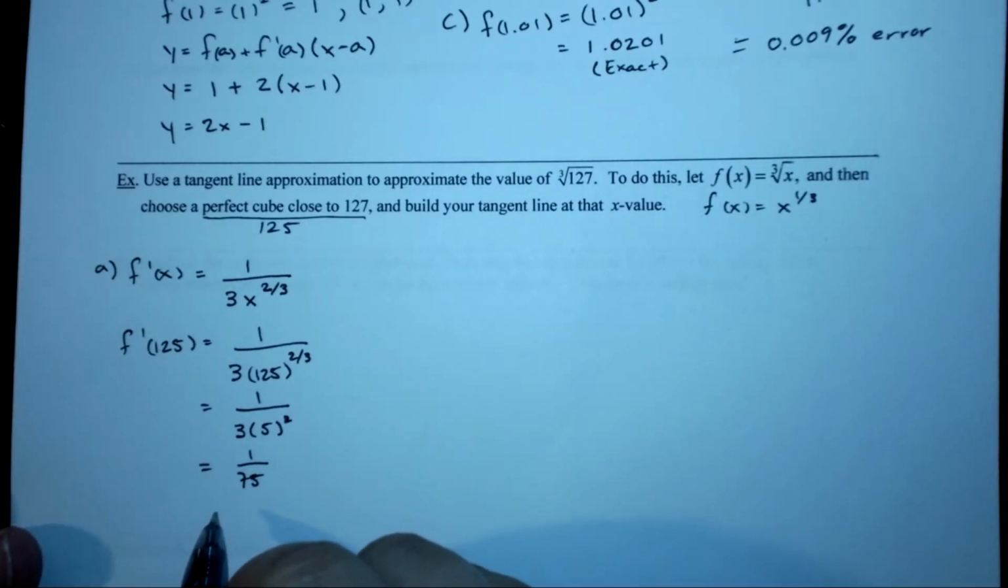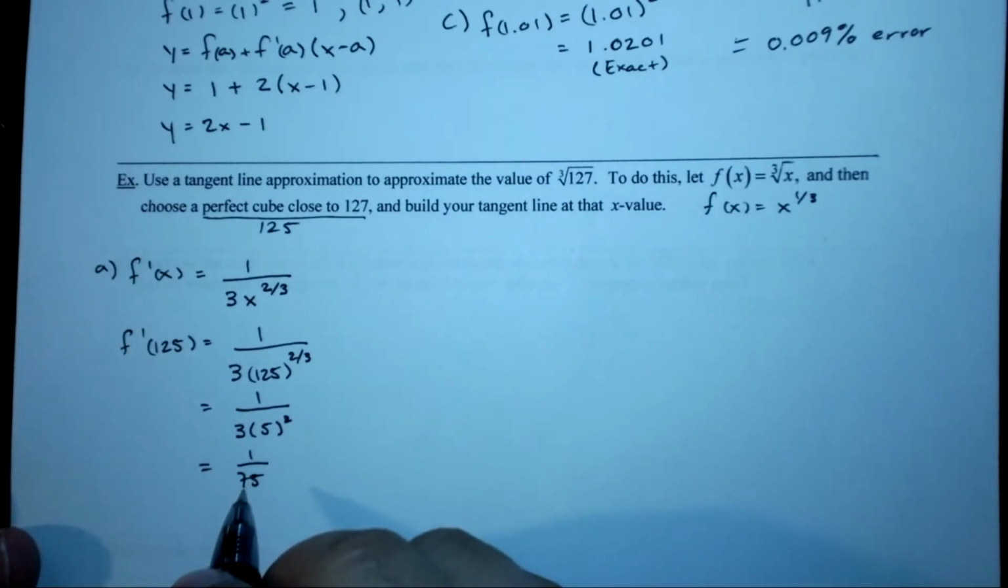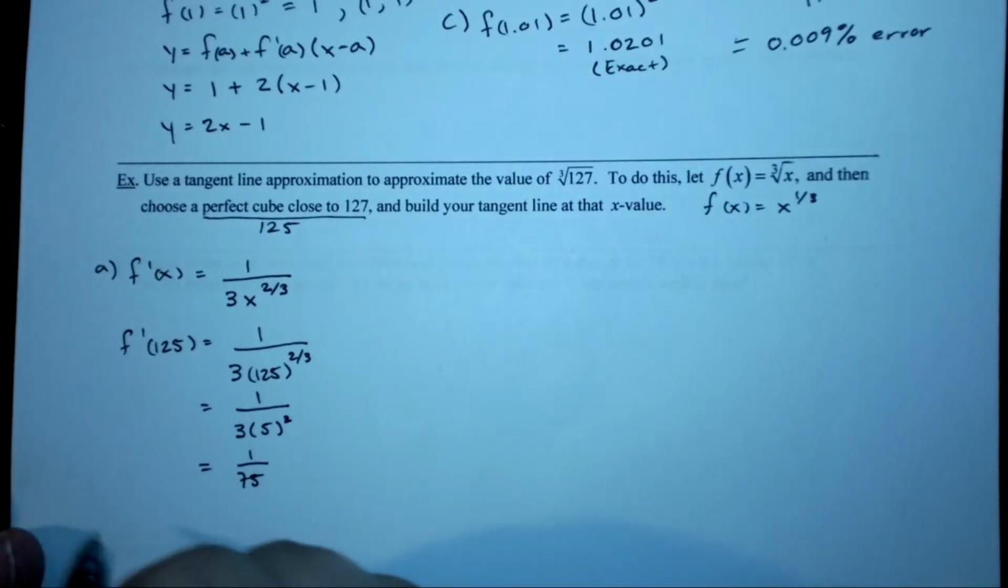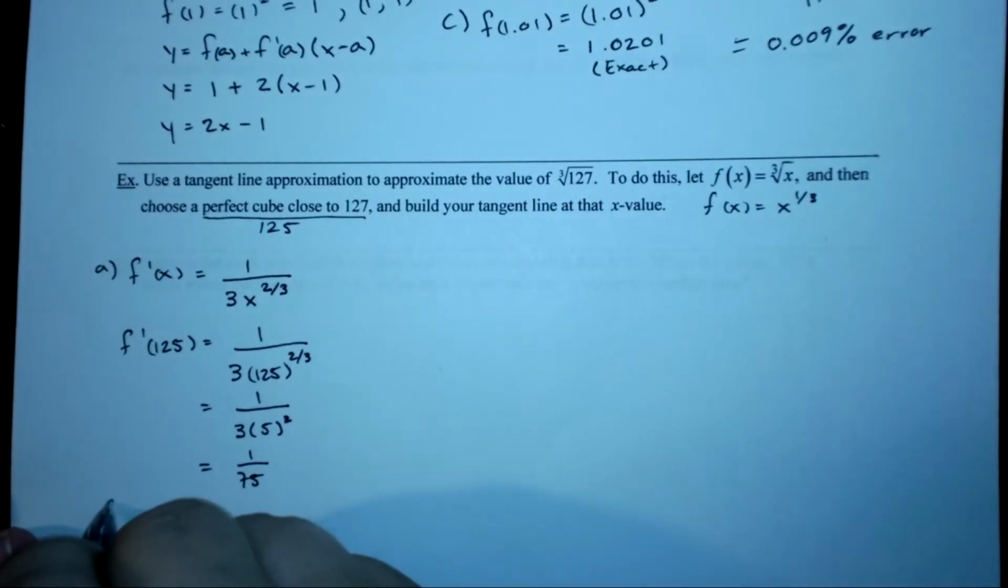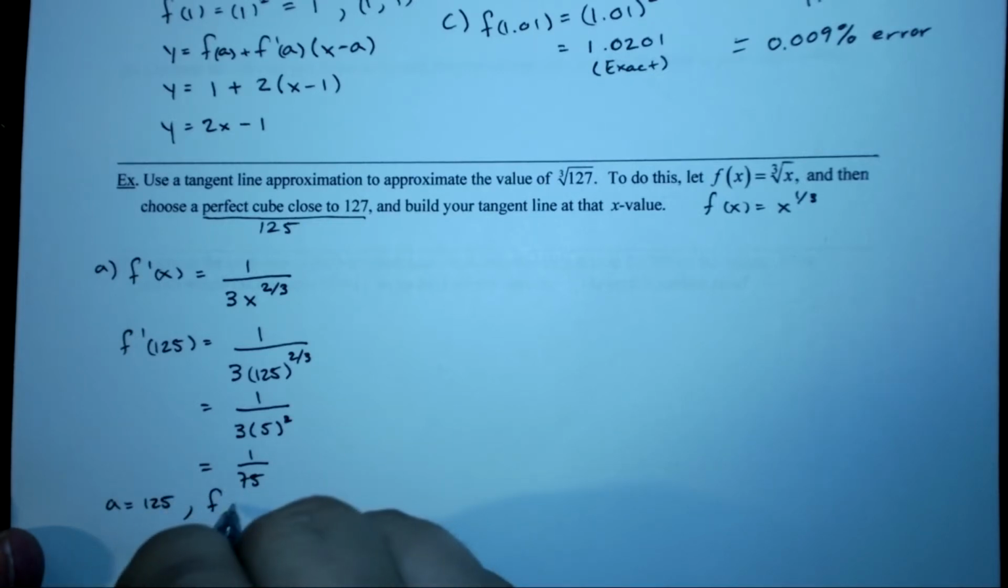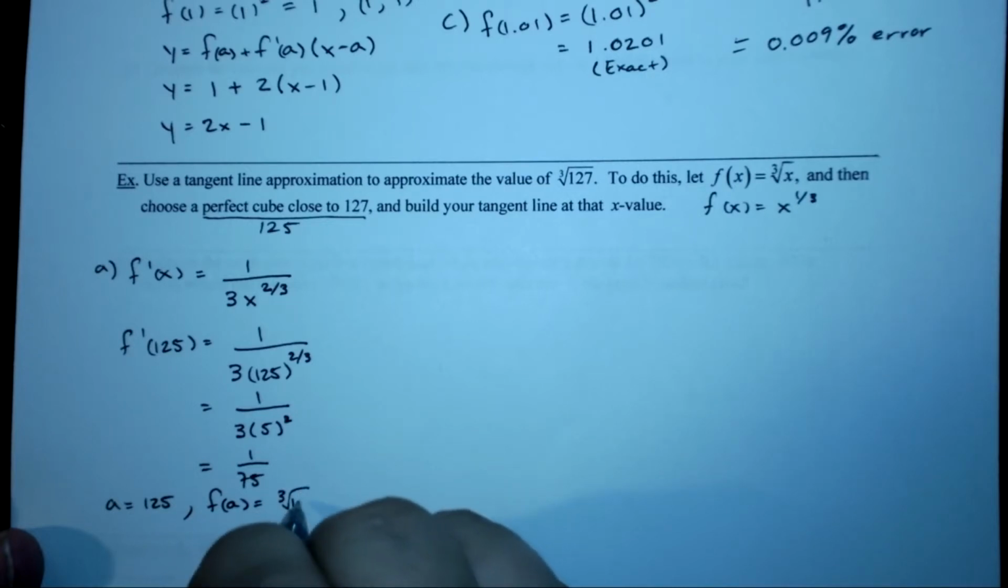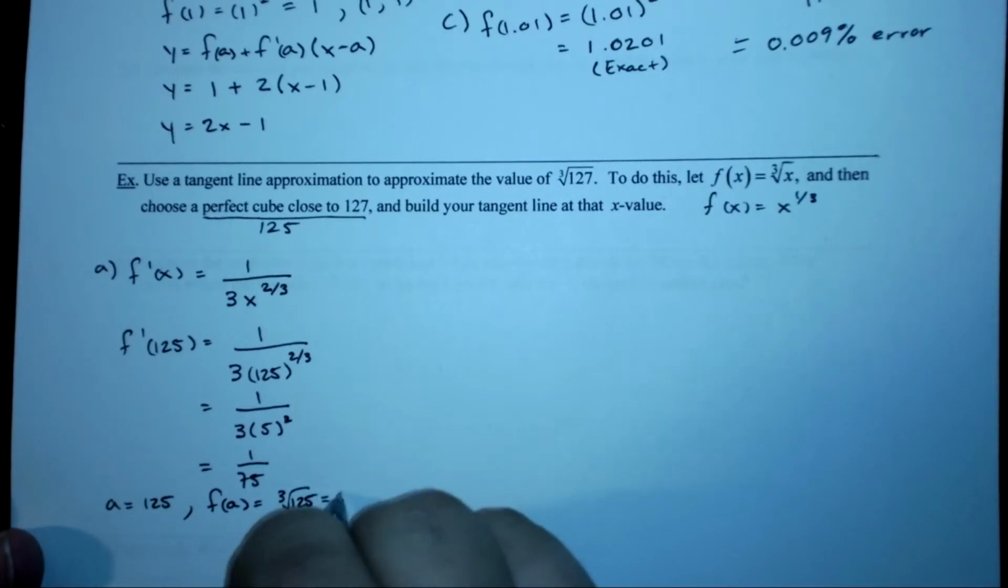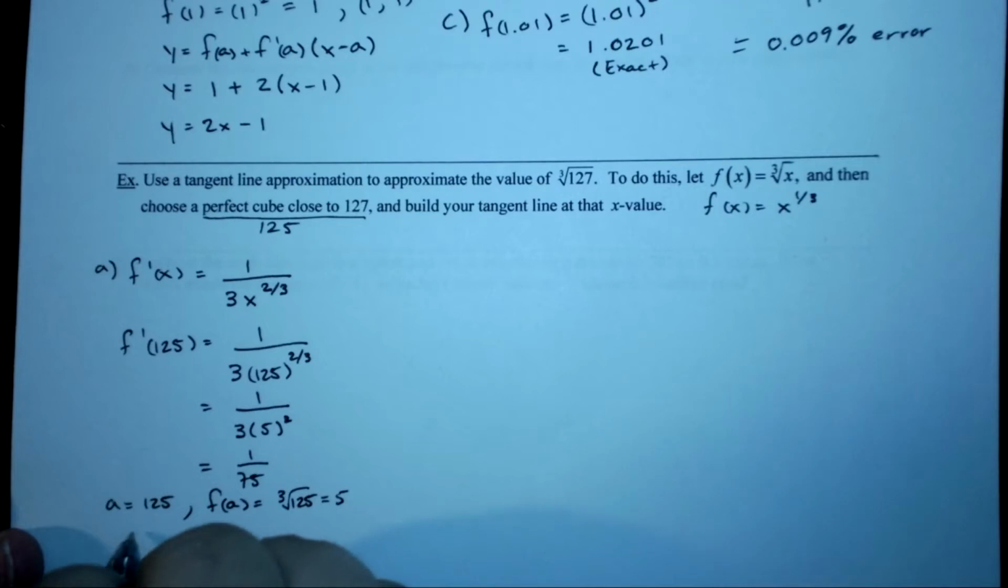Now, the other thing we need to know is what f of a is. So if a is equal to 125, then f of a has to be equal to the cube root of 125, which is equal to 5. So we have a point at (125, 5).